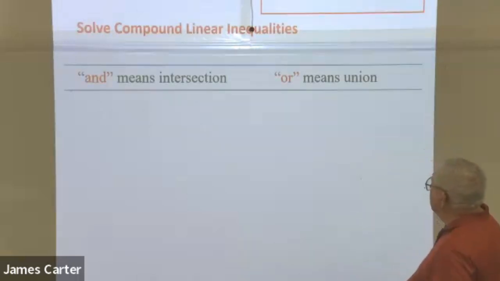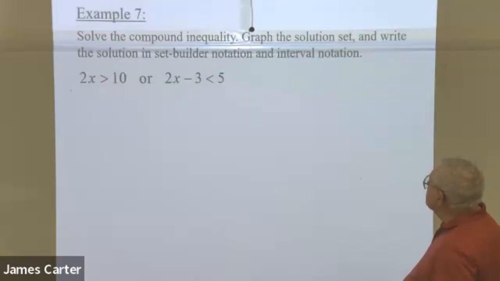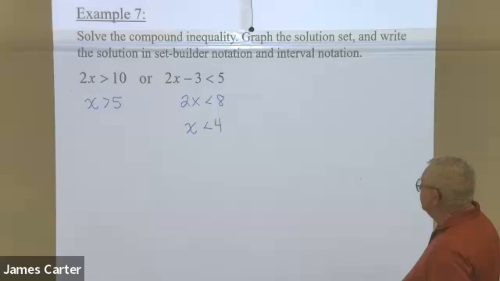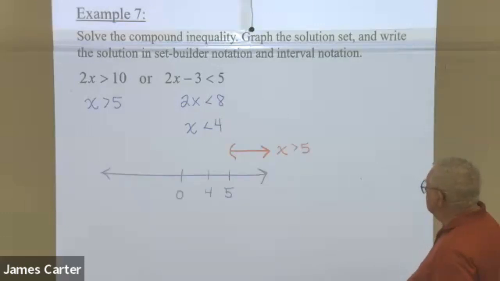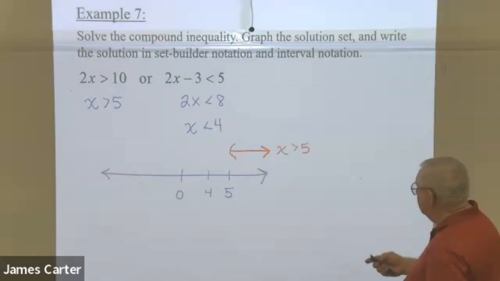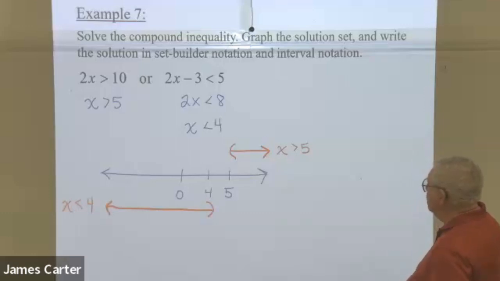Okay, terms. And or means union or intersection. Solve the compound inequality. Okay, in this case, we've got here, or it could be this or it could be that. Okay, these combine. Here is the x is greater than 5. Here is the x is less than 4.